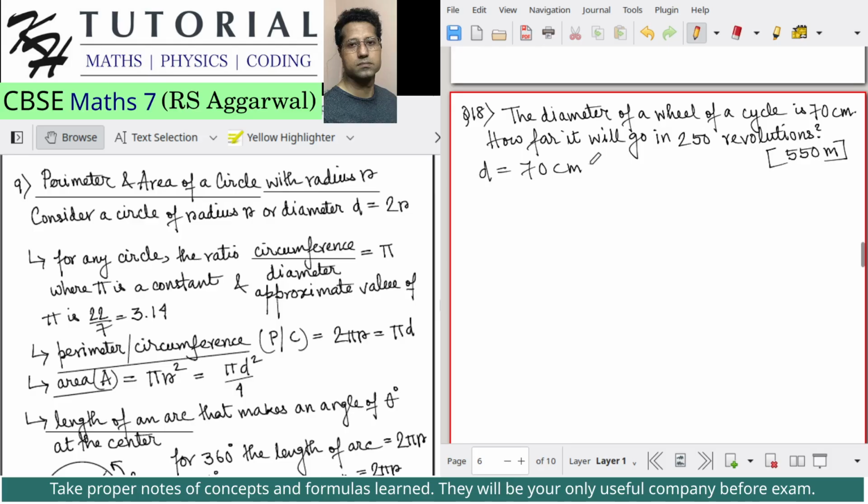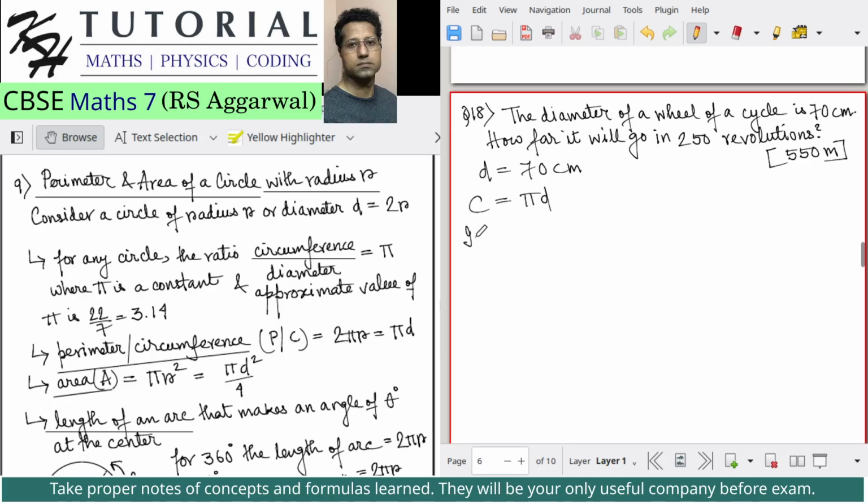This time I will not find R, because anyway, since we have to find the circumference, and circumference is 2 pi r, or pi d. So we can straight away use the value of d. So circumference of the wheel, if C is the circumference of the wheel, then C will be equal to pi d, where d is the diameter of the wheel. Okay. So how far it will go in 250 revolutions?